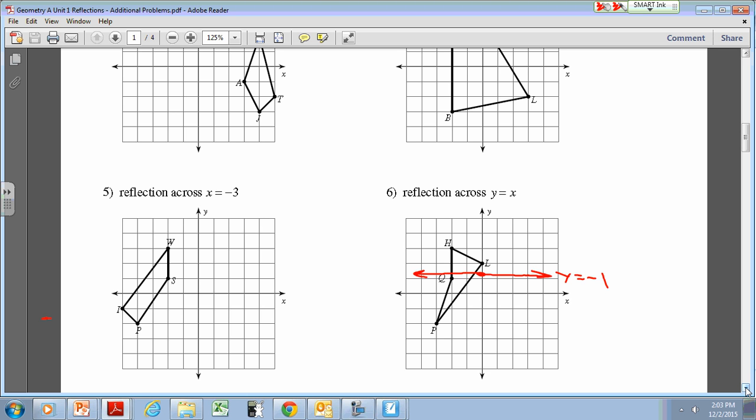All right, number 5. Let's see if we can get 5. Hey, 5, where are you? 5, where's the negative 3? I'll do this one in green. Negative 1, negative 2, negative 3. Dot on the X. Make sure you show it to somebody else.